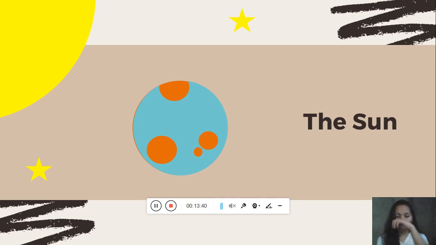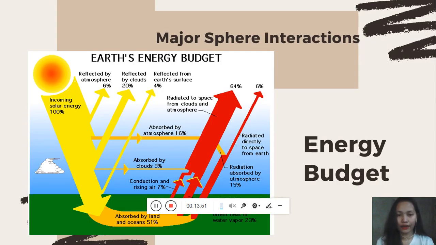Now we will introduce the major sphere interactions, and we will start off with our sun. Since it is the major source of energy of our planet, we have the Earth's energy budget. Simply saying, the Earth's energy budget is the transfer of energy from the sun to the subcomponents of the Earth. The essence of the energy budget is the balance between the incoming shortwave radiation from the sun and the outgoing long-wave radiation from the Earth itself.